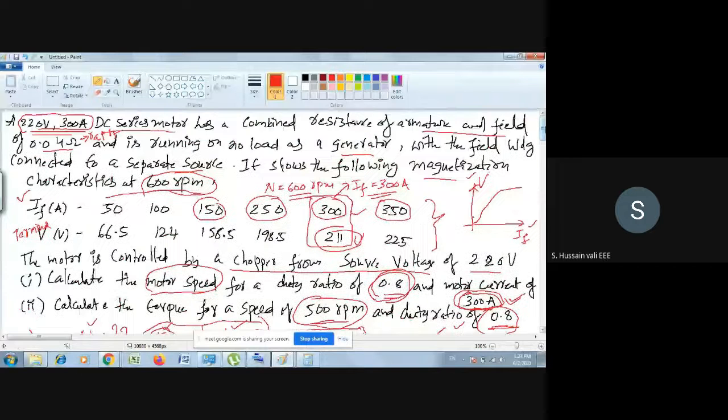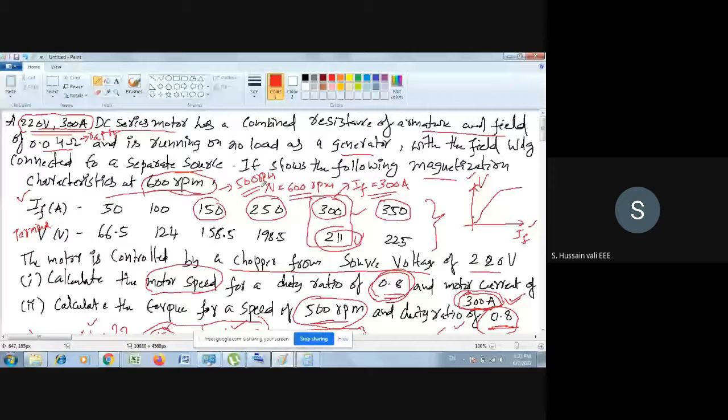And the magnetization characteristics we got here at 600 rpm. So what is the magnetization characteristics at 500 rpm? This is the question. How do the magnetization characteristics change when the speed changes? This we have to know. 5 by 6.